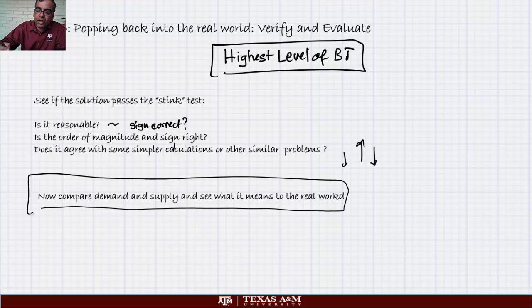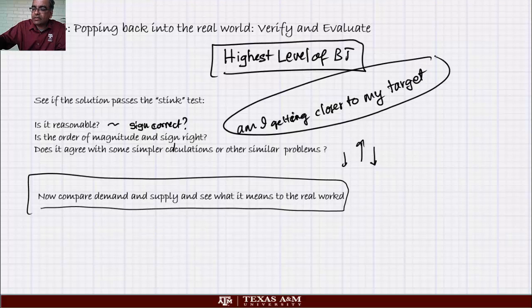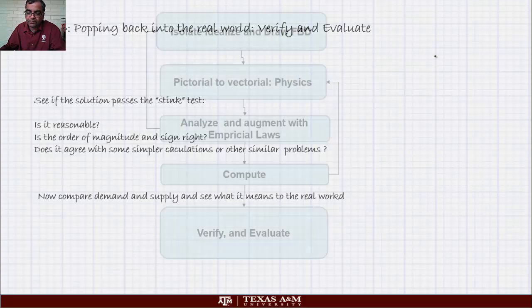All the time you have to ask yourself, am I getting closer to my target? At the end of each step, you have to ask. This is a 6-step process. At the end of each step, you have to ask whether it is closer or not. Okay, now let's see.